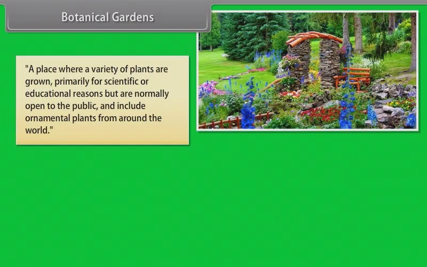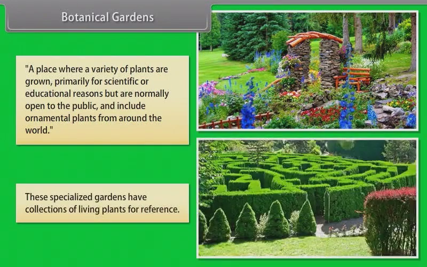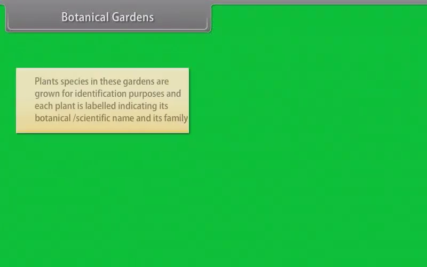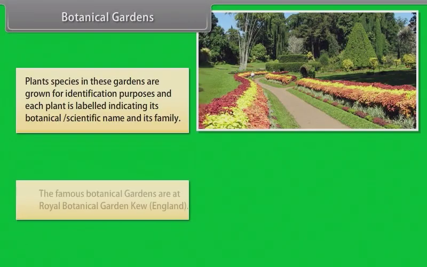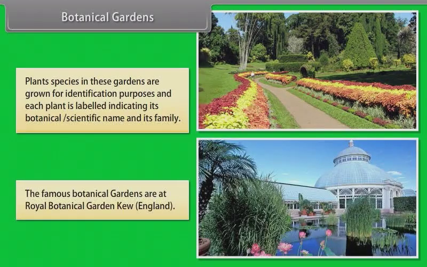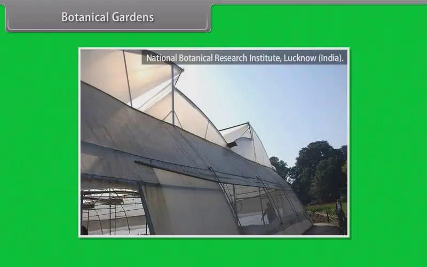Botanical gardens: a place where a variety of plants are grown, primarily for scientific or educational reasons, but are normally open to the public and include ornamental plants from around the world. These specialized gardens have collections of living plants for reference. Plant species in these gardens are grown for identification purposes, and each plant is labeled indicating its botanical scientific name and its family. The famous botanical gardens are at Royal Botanical Garden, Kew, England, and the famous Indian Botanical Research Institute, Lucknow, India.